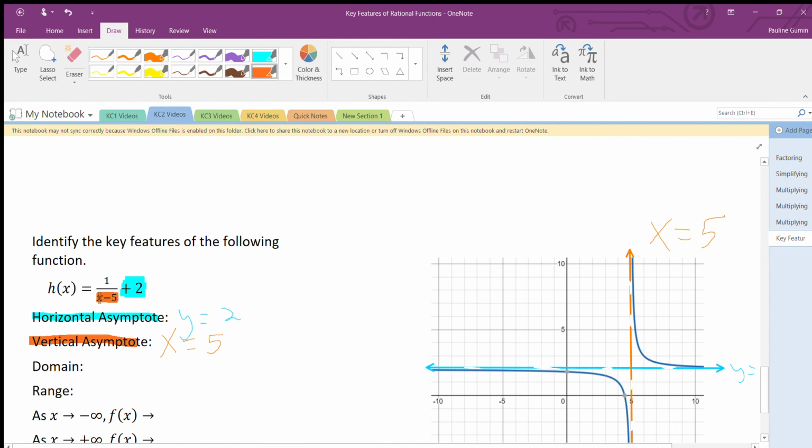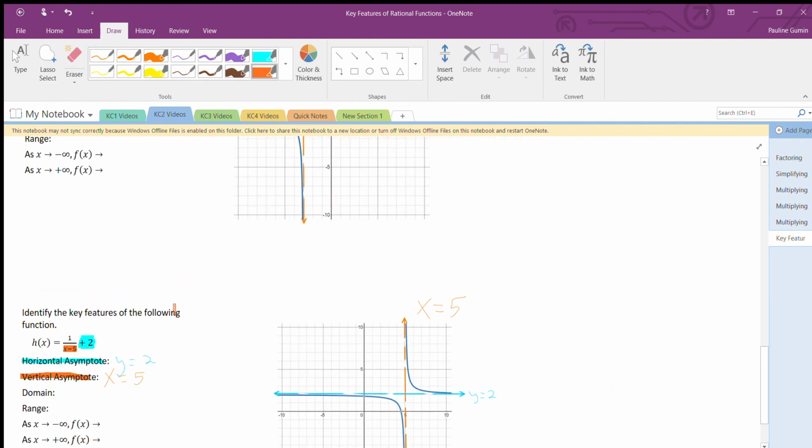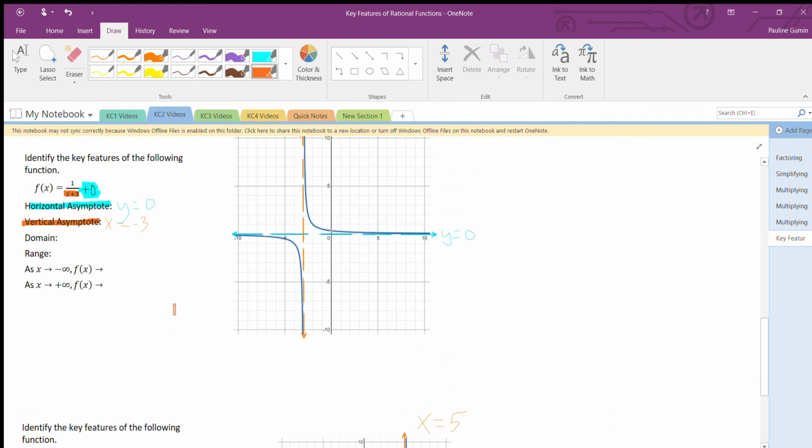So our vertical asymptotes will be the opposites of what you see on the bottom, but our horizontal will be the same as outside. I hope this helped you understand horizontal and vertical asymptotes a little more.